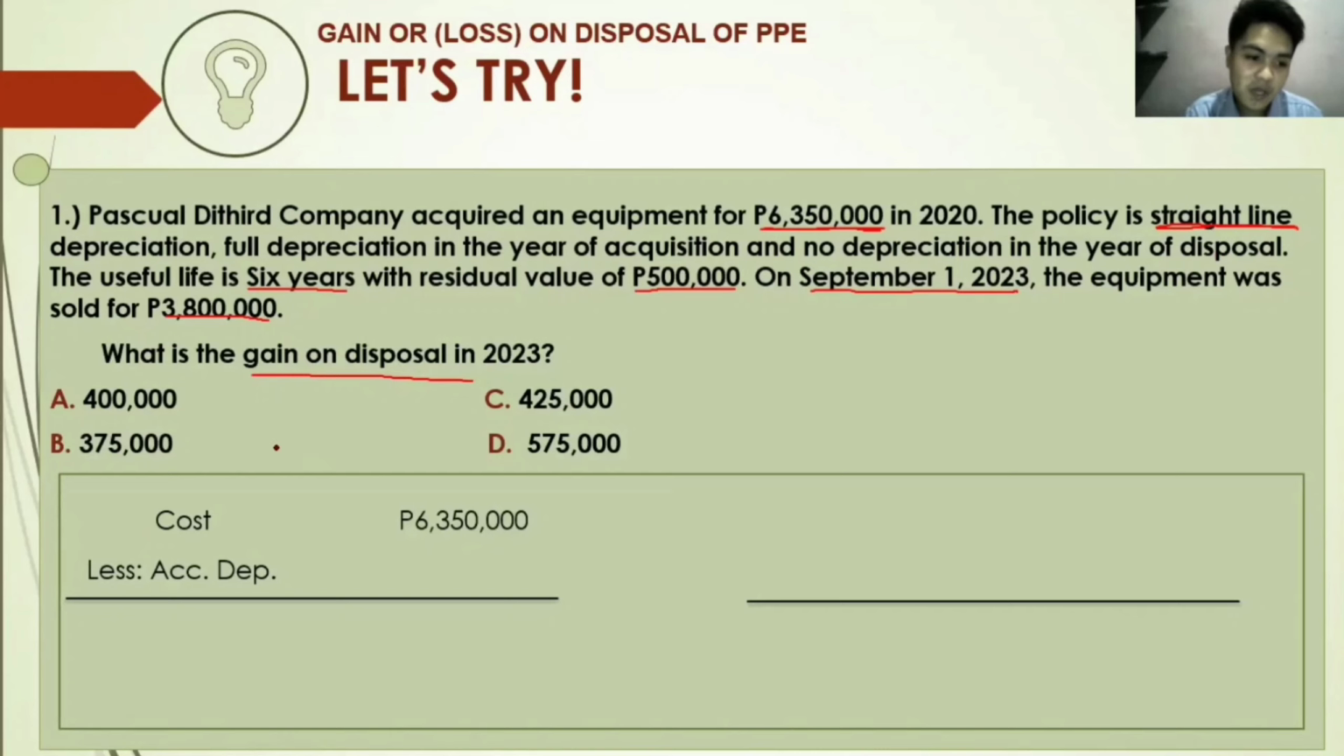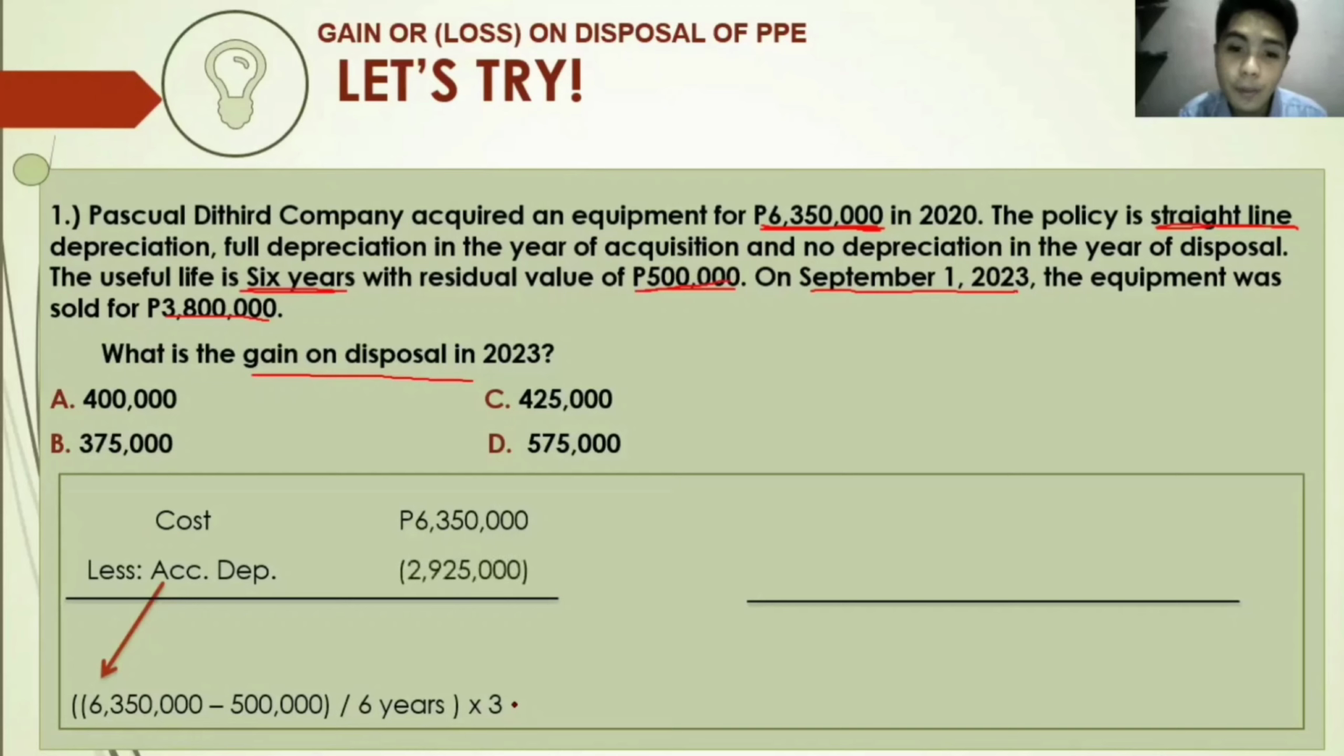Okay? So, let's try. So, 6,350,000 na cost minus residual value na 500,000. Divide natin sa 6 years of useful life and then multiply natin sa 3 years. Ito siya, guys. Para makuha natin yung accumulated depreciation, ang sagot ay 2,925,000. Minus lang natin para makuha natin ang carrying amount for September 1, 2023. How much? 3,425,000. So ito yung ilalagay natin for computing the gain on sale.